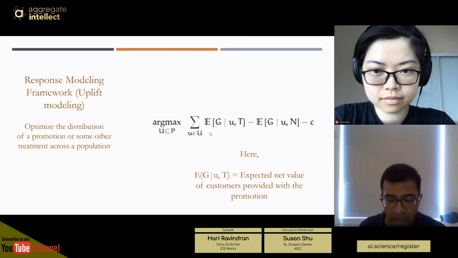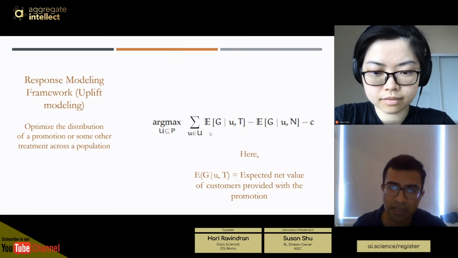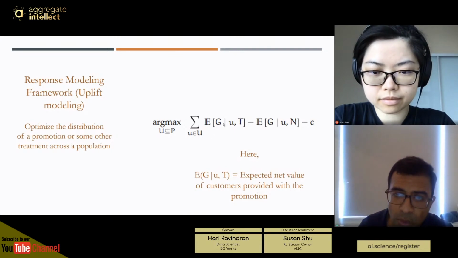And here, what is happening is that instead of modeling the expected profit of a customer, what you're doing is you are looking at the difference. You're still trying to find a set of customers who will end up maximizing a certain mathematical quantity. And the mathematical quantity in question is this expression within the sum. Now, what is this exactly?